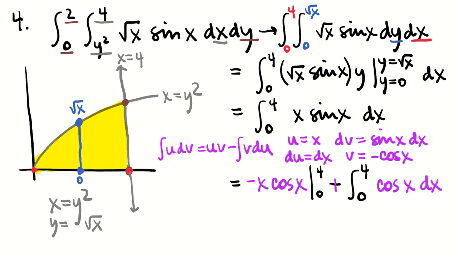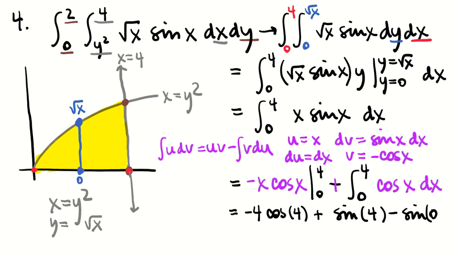Okay. And we can do this. This is going to be negative 4 times the cosine of 4 minus negative 0 times the cosine of 0. Well, that'll just be 0. Plus, okay, antiderivative for cosine of x is sine of x. And I know that that will be sine of 4 minus the sine of 0. And we know sine of 0 is 0. So this is sine of 4 minus 4 times the cosine of 4.